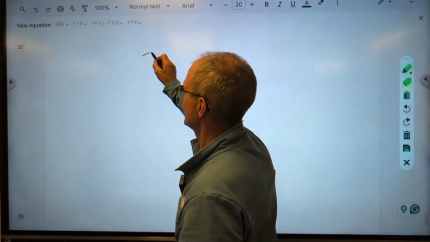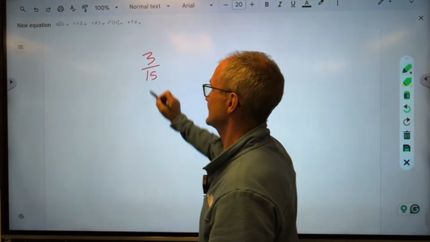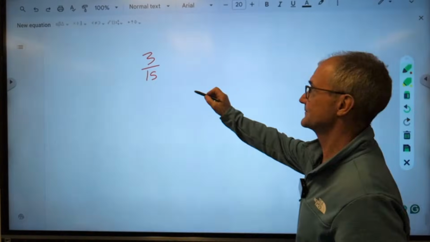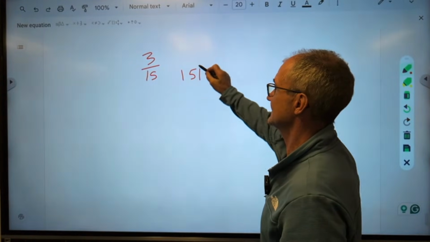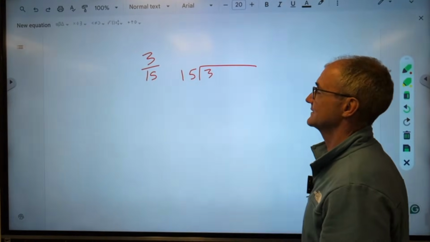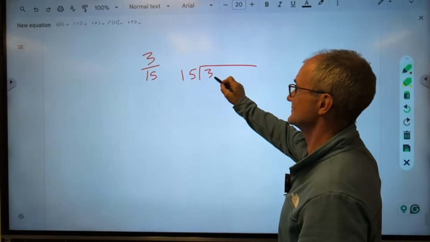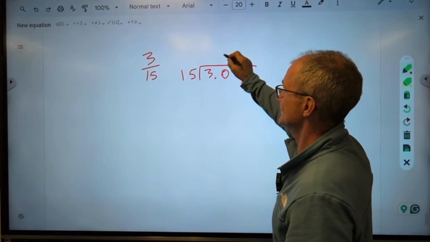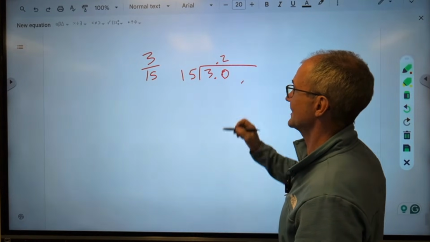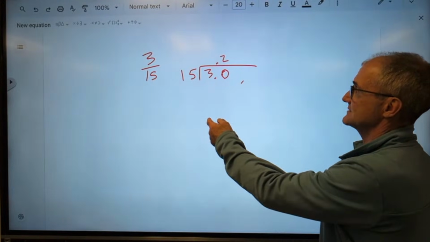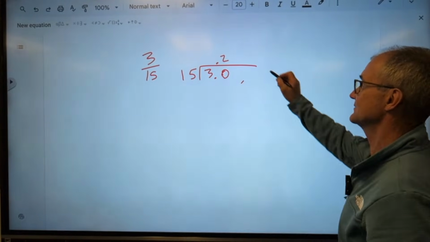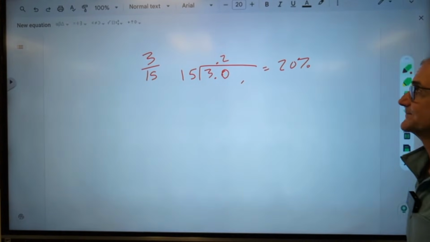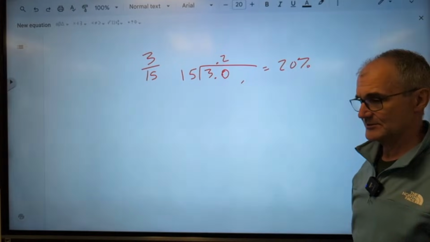What is 3/15 as a decimal or a percent? Think of that fraction falling over. How many times does 15 go into 3? It doesn't, so I got to put a decimal. How many times does 15 go into 30? Twice. Decimal comes up. So 3/15 is equivalent to 0.2 is equivalent to 20%. Right? I go over 1, 2 to go to percents.